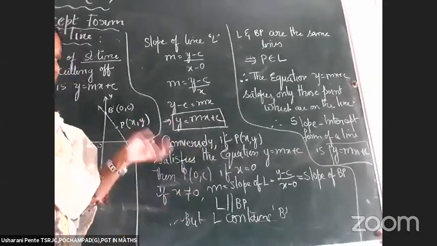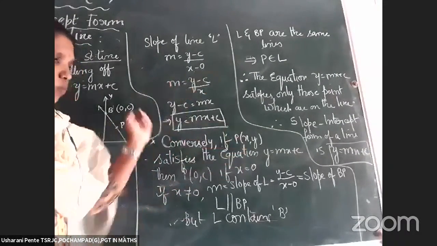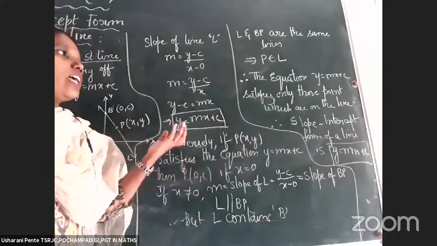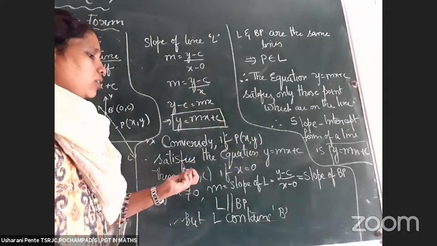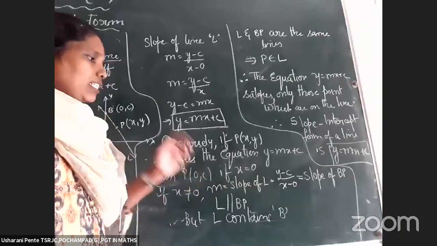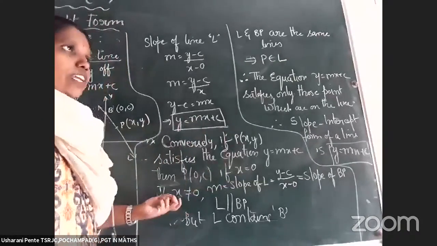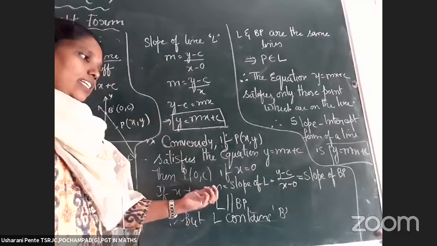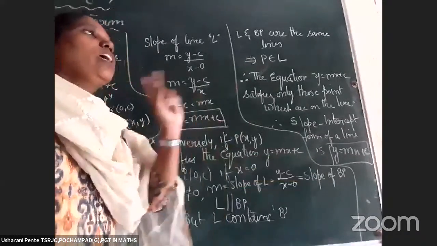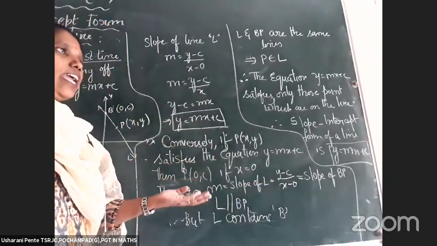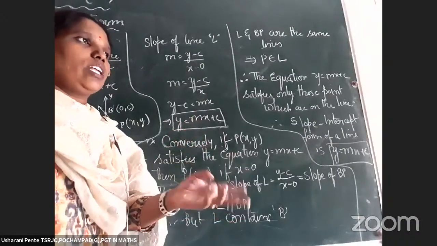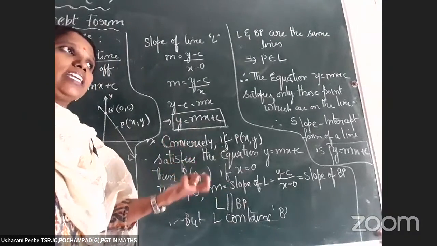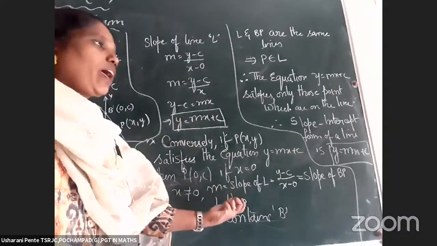Conversely, if I take a point that satisfies this equation, then if x is equal to 0, the point P is (0, c). If x is not equal to 0, then the slope of the line, that is m, is equal to the slope of BP. If the slopes of the two lines are equal, then we know that is the condition for parallel lines. Therefore, we can say that this line L is parallel to BP.